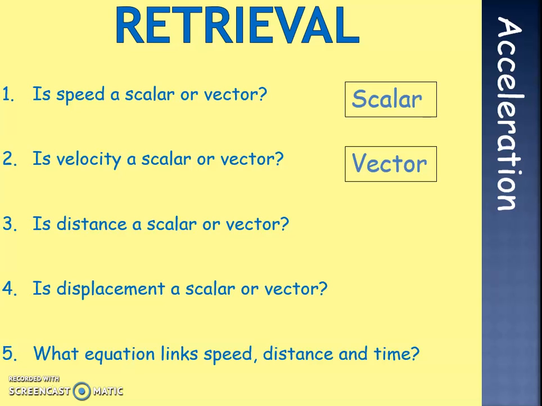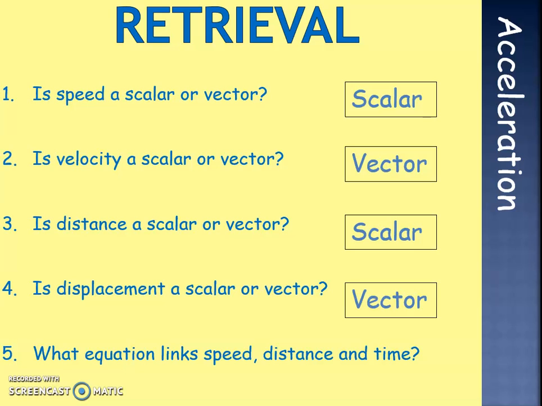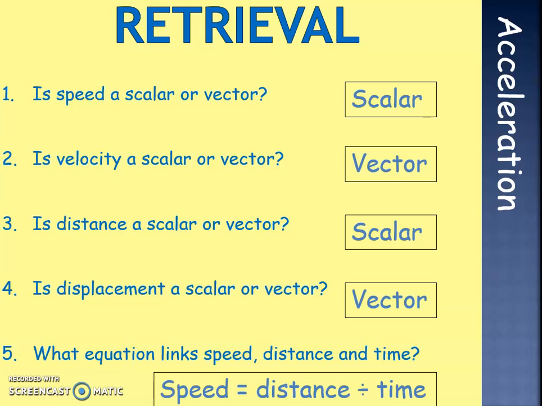Question 3. Is distance a scalar or a vector? Distance is a scalar quantity. Size only, no direction assigned. Question 4. Is displacement a scalar or a vector? Displacement is a vector quantity. It has a direction as well as a size. Question 5. Which equation links speed, distance and time? Speed is equal to distance divided by time.